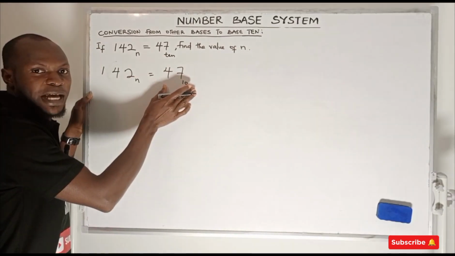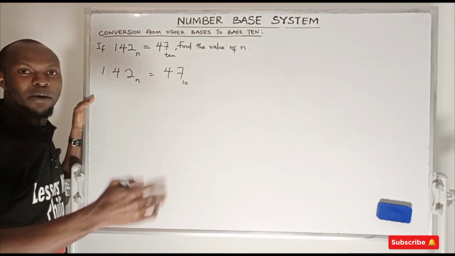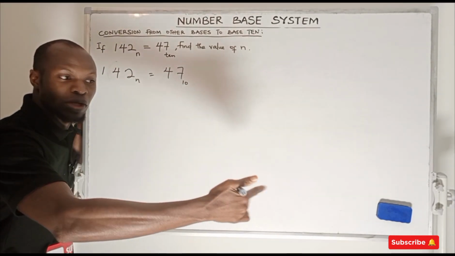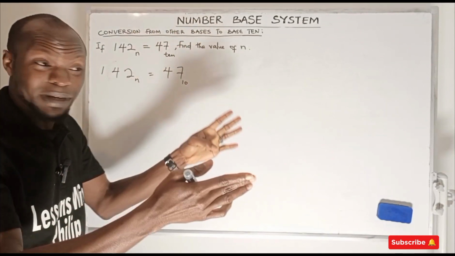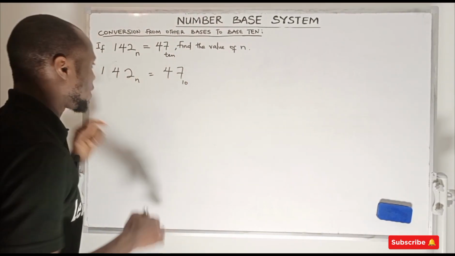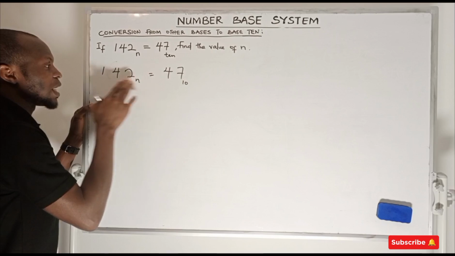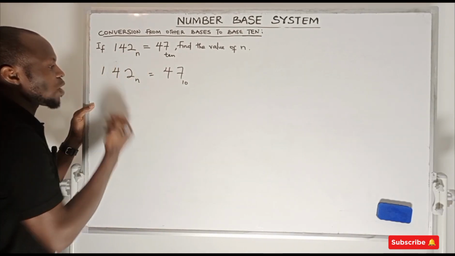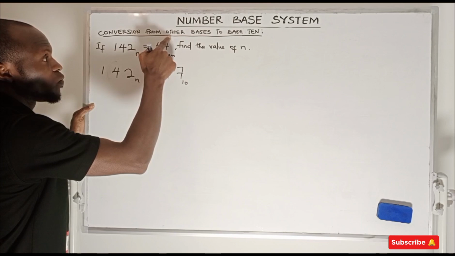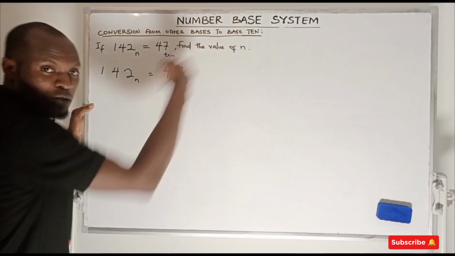As long as the other side is in base 10, because our normal mathematics, our 1, 2, 3 that we do in our previous classes, is always in base 10. Since this one is in base 10, I need to convert this one to base 10. How do I convert to base 10? Don't forget, we're converting from any other base to base 10.